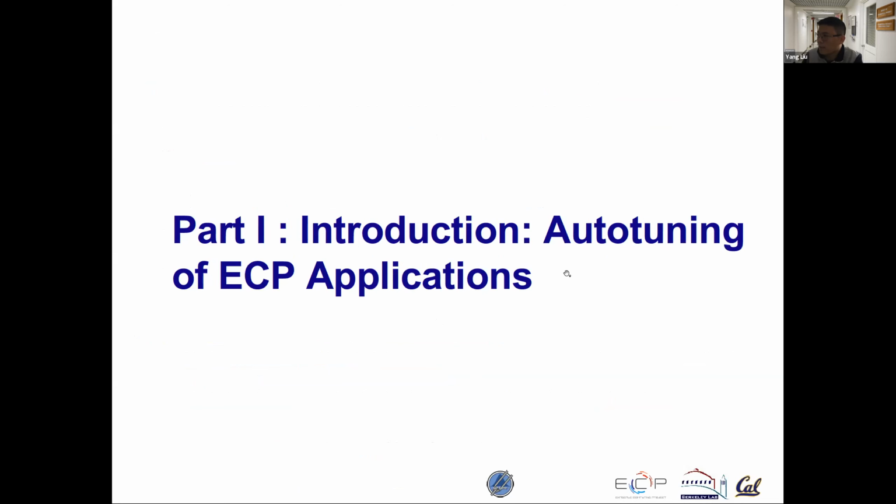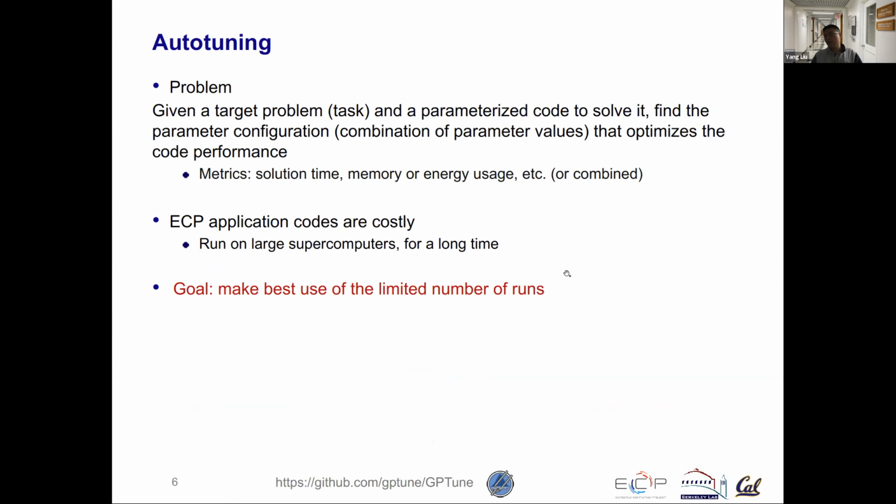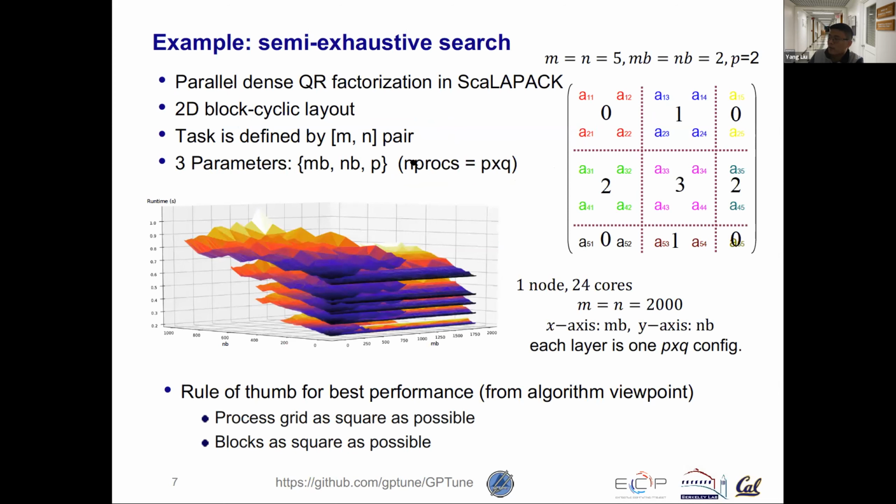Okay, so first let's get some introduction to the auto-tuning of ECP applications. So what is auto-tuning? Let's say we're given a target problem and a parameterized code to simulate or compute it. Suppose we have some sort of parameter configurations that affect the performance, such as the runtime, the memory consumption, or the accuracy you achieve, etc. And as you know, many ECP applications are very expensive, so they require lots of compute nodes for a long time, even for a single run. So the goal is to make best use of the limited budget or limited number of samples to get the best performing tuning parameters.